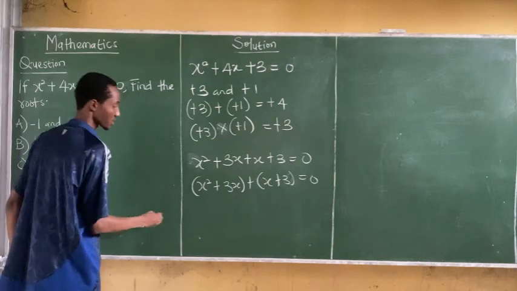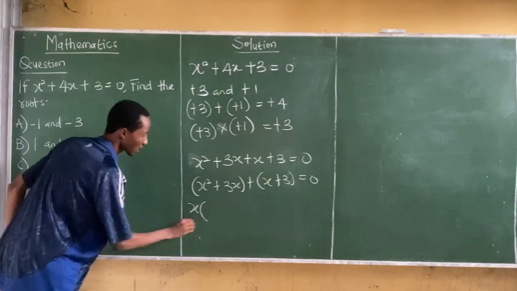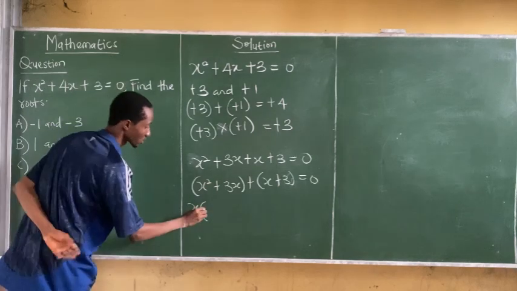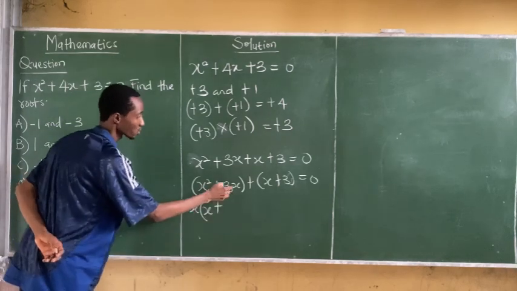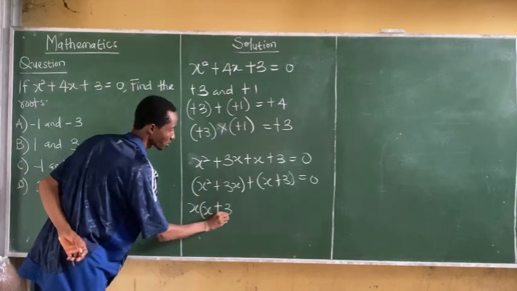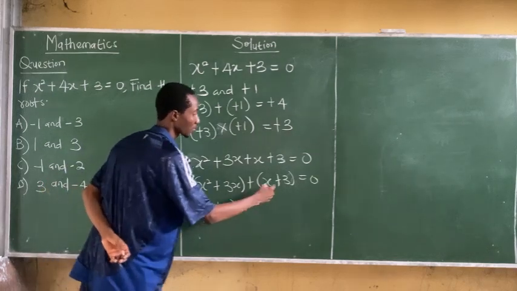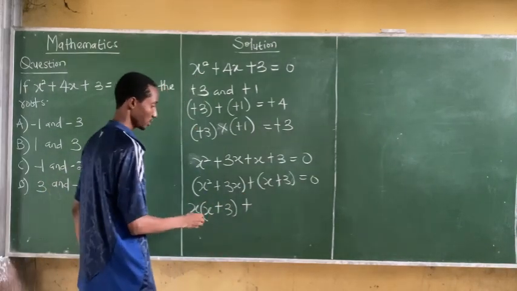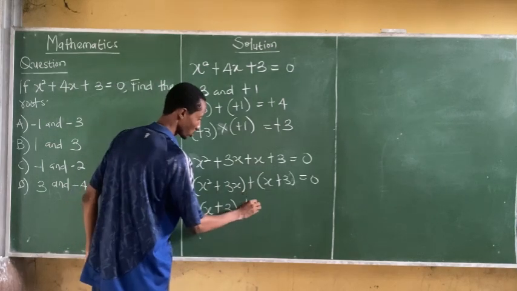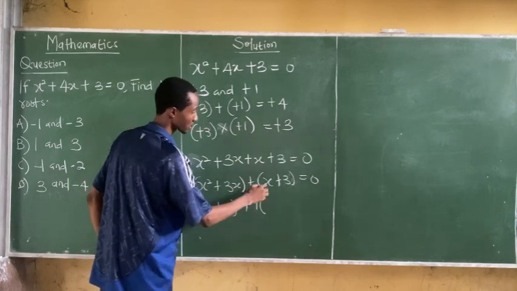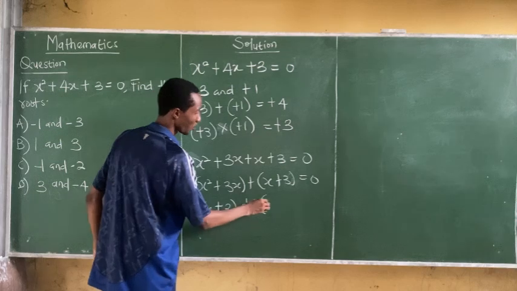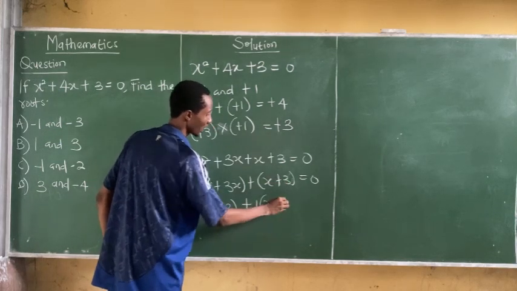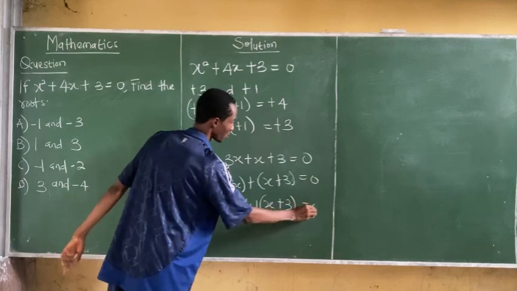What is that? X. So if you bring x outside the brackets, we have x squared divided by x gives us x, plus 3x divided by x gives us 3. There's something common here, right? Yes. That is 1. If we bring 1 outside the bracket, x divided by 1, we have x, plus 3 divided by 1, we have 3. This is equal to 0.